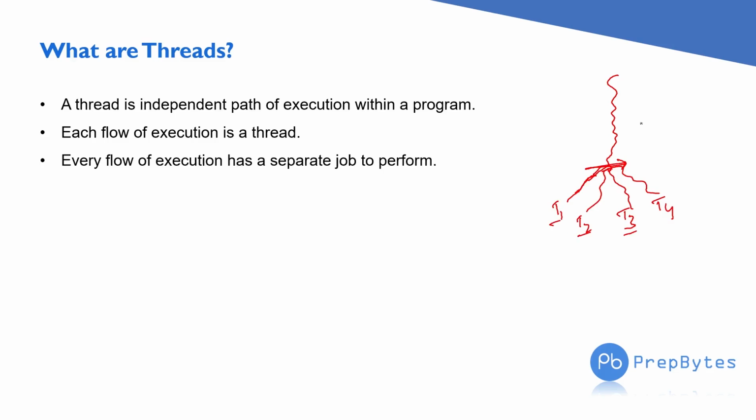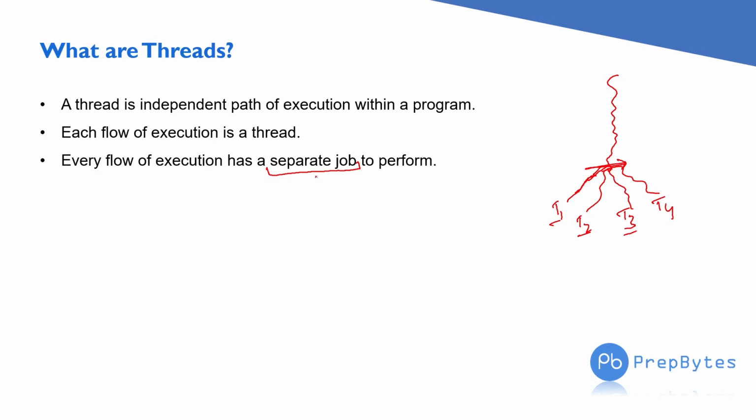A thread is nothing but a flow of execution within our program. Okay, T1 is a different flow of execution, T2 is a different flow of execution. Fine. And each flow of execution has a separate job to perform. So these are threads. So this was the introduction to multithreading.